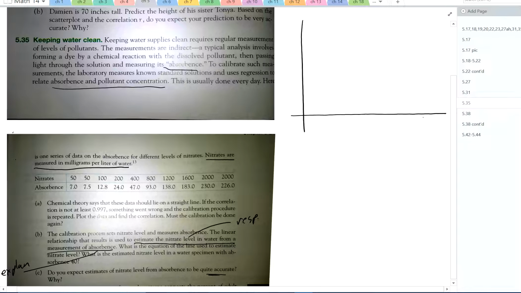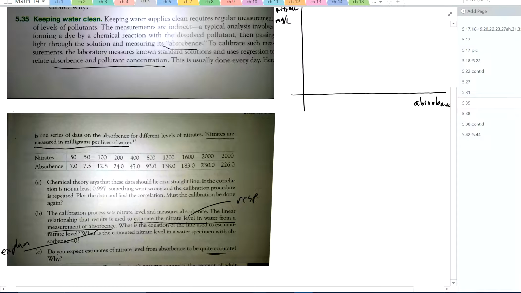I've got my explanatory then is the absorbance. And this is the nitrate level. And the nitrates are measured in milligrams per liter. And absorbance. Did they talk about what the absorbance was? Passing light through and measuring its absorbance. They didn't actually tell us how they measured that, did they? Okay.